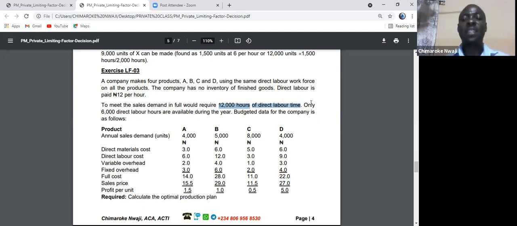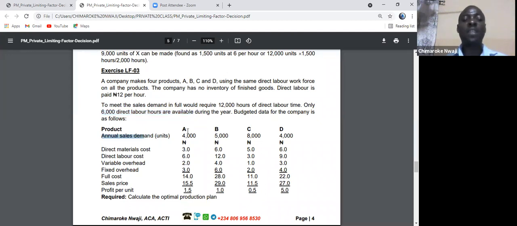Only 6,000 direct labor hours are available. So you see there's a shortage of how many hours? 6,000 hours. Now, budgeted data for the company is as follows. Now look at the budgeted data.